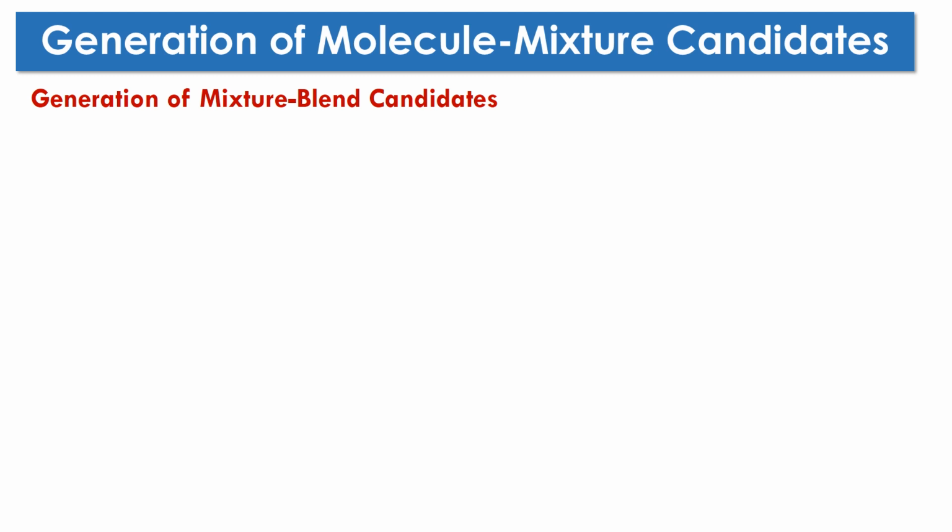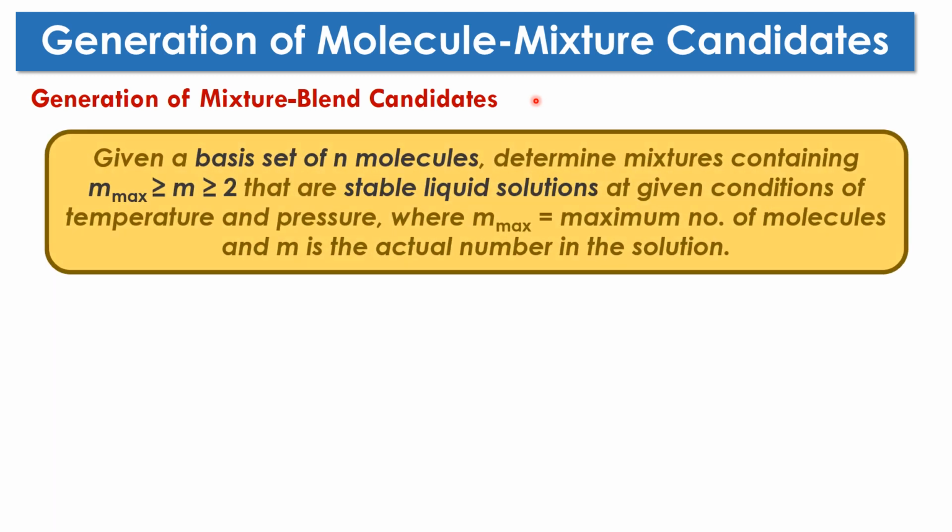Okay, so next we move on to the generation of mixture blend candidates. Before this was molecular structure. Now, after we have obtained the list of chemically feasible molecular structures, then only can we move on to the next step, which is to identify the mixture blend candidates which are stable. Okay, so this is the problem statement.